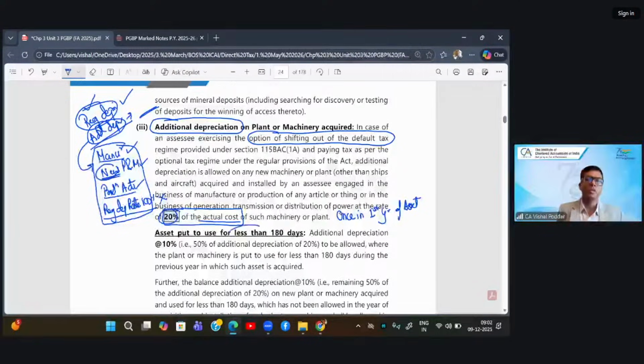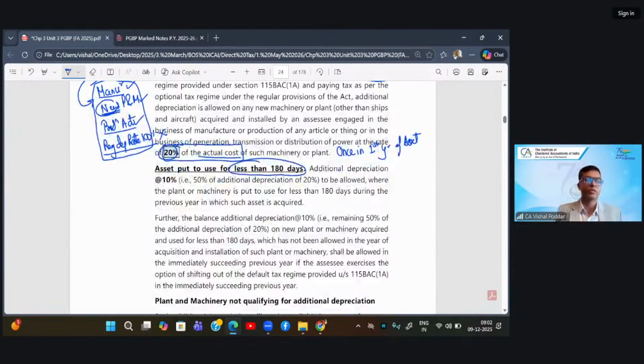Now, what if the asset is put to use in the first year for less than 180 days? Then what will happen? As we saw above, you can claim only half depreciation. So regular is allowed half, and even additional is allowed half. Half means you will claim depreciation at the rate of 10%.